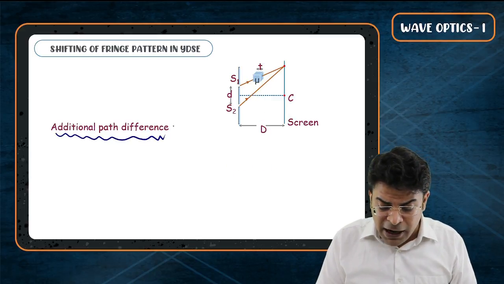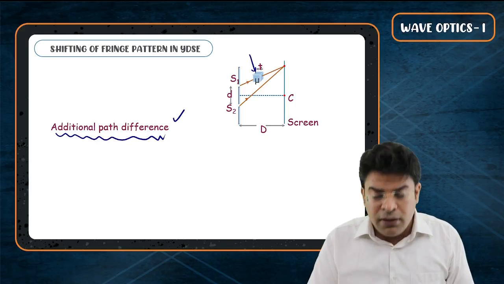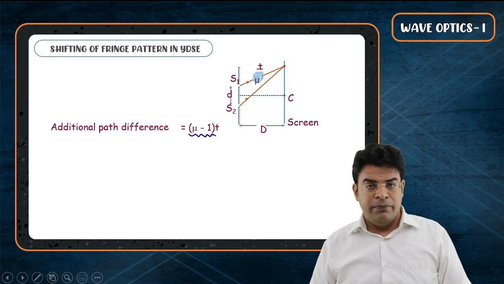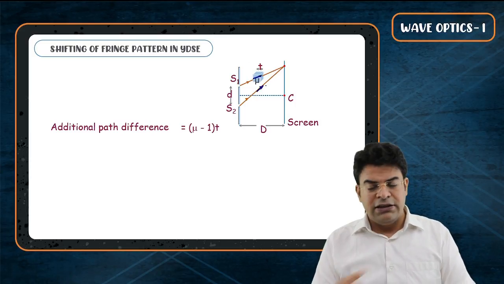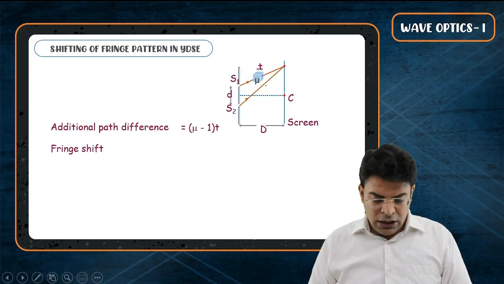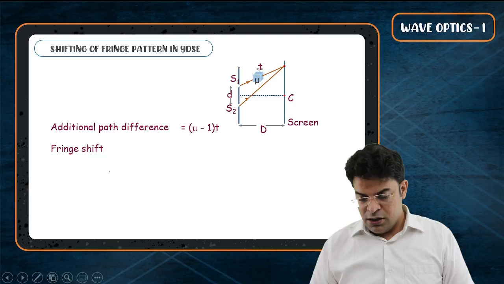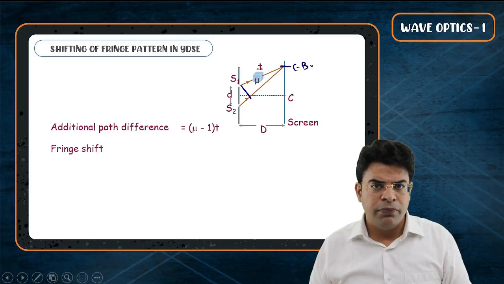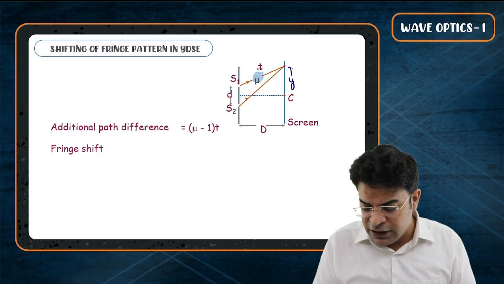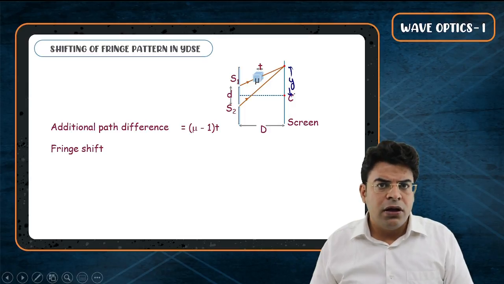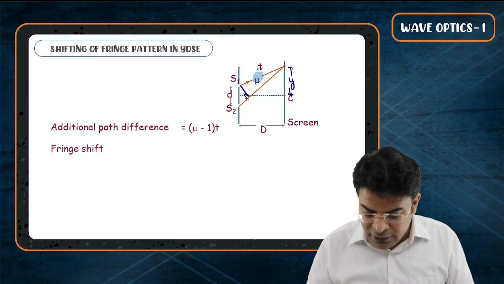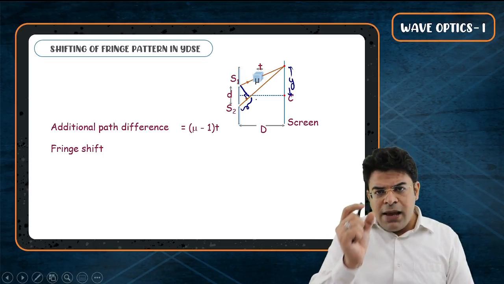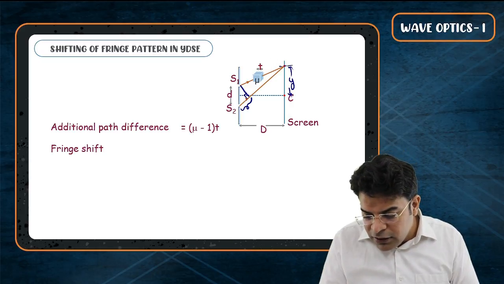So the additional path difference created due to the placement of this slab is nothing but mu minus 1 into t. The first one travels mu t, the second one travels t. The difference is mu minus 1 into t. Now, how much will the fringe shift? At the position of central bright, the path difference has to be 0. Let's say the central bright has shifted by some distance y upwards. So we will say that now the ray coming out of slit 2 will have traveled the same excess distance, so that here the path difference becomes 0.